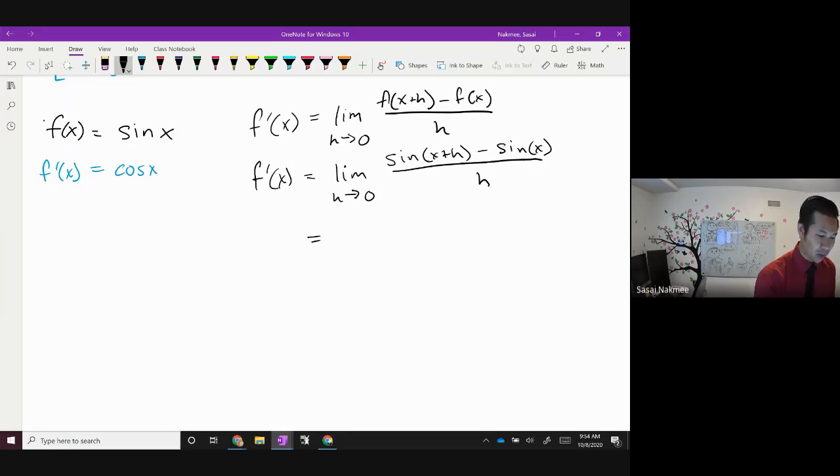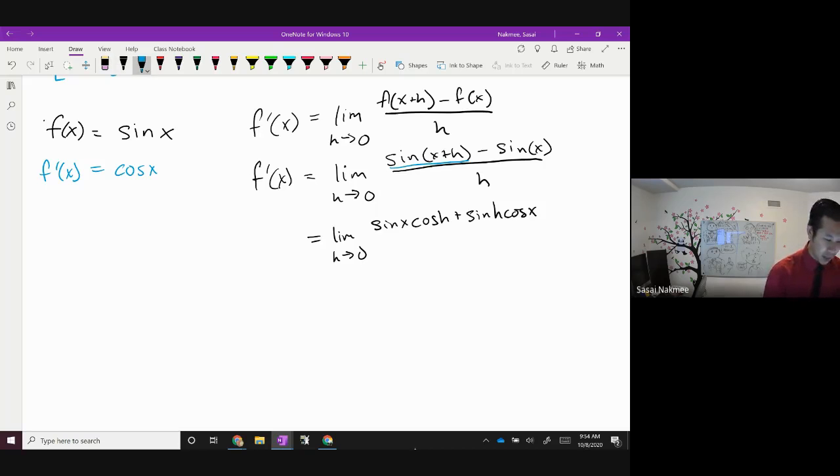So I can rewrite this right here. This sine of x plus h, if you look that up as the angle sum of sine, you can actually split this up. So I can write this down as the limit as h approaches 0 of sine of x times cosine of h plus sine of h times cosine of x.